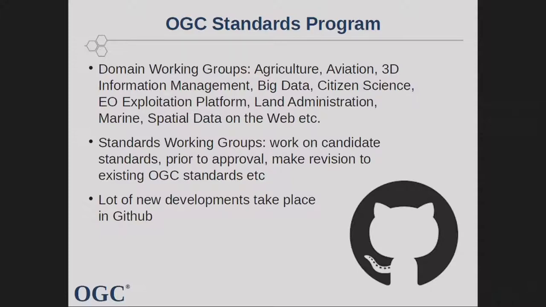The standards working groups are for members only, and this is where the standards are developed. This is where the work on candidate standards takes place, prior to the approval, and where they make revisions to existing standards. We will see some of the discussions that are currently happening there in the presentation from Tom and Angelos. In the last 1.5 years, or maybe 2 years, we started to do a lot of the development on GitHub. And this makes it also more accessible for non-members. So we opened up our processes a little bit, and that is also due to the collaboration and cooperation with the OSGeo community. So remember, the standards program is where the standards are developed.